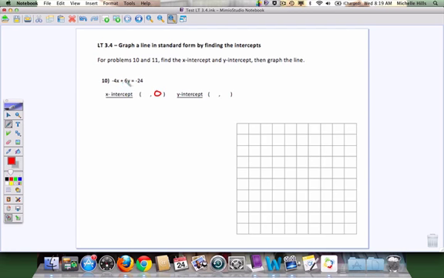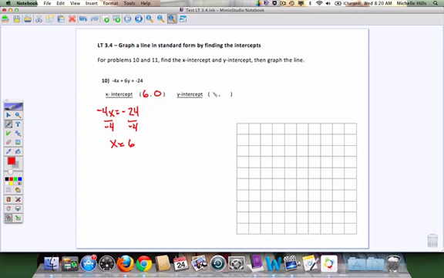If I substitute 0 in for the y in this equation, 6 times 0 is 0. Negative 4x plus that 0 is negative 4x. So I end up with the equation negative 4x equals negative 24. To solve this, I would have to divide both sides by negative 4, and I get x equals positive 6. So when I substitute 0 for y, I end up with positive 6 for x.